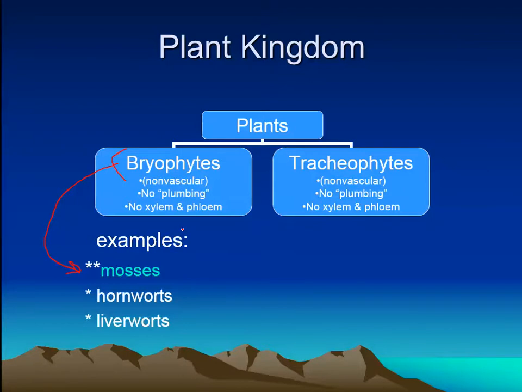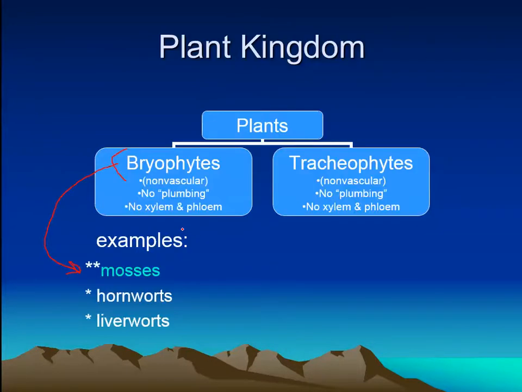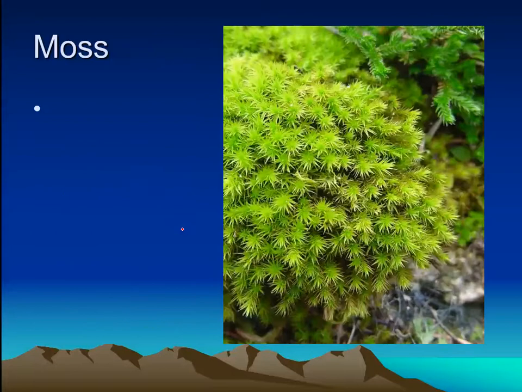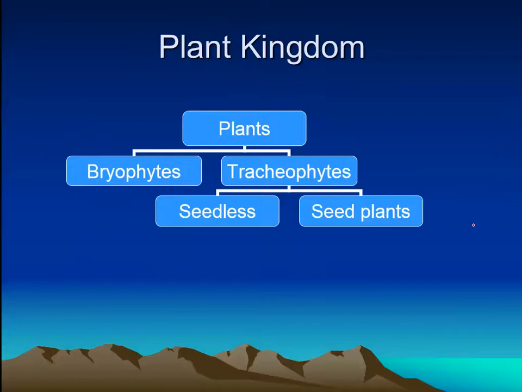All right, let's look at some pictures. So we're on bryophytes. Again, these are the plants without plumbing, without xylem and phloem. So the dominant members are the mosses, and we will look at hopefully lots of examples of mosses on our field trip. And bryophytes also include the liverworts and the hornworts. Again, I doubt that most of you would run around and say, oh, look at that hornwort, but maybe we'll find a few.